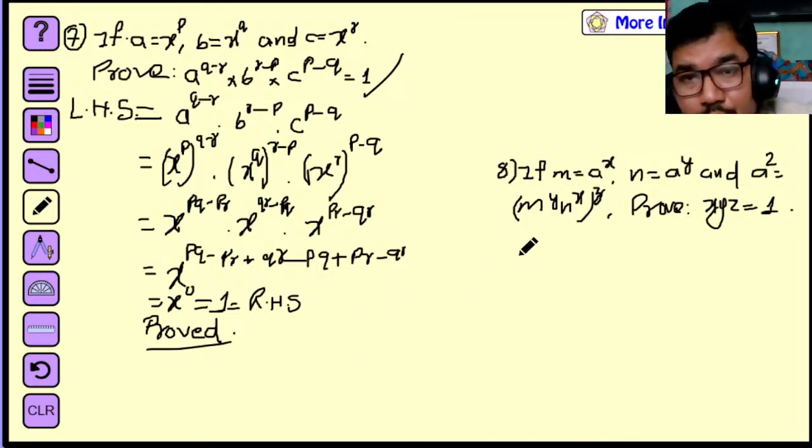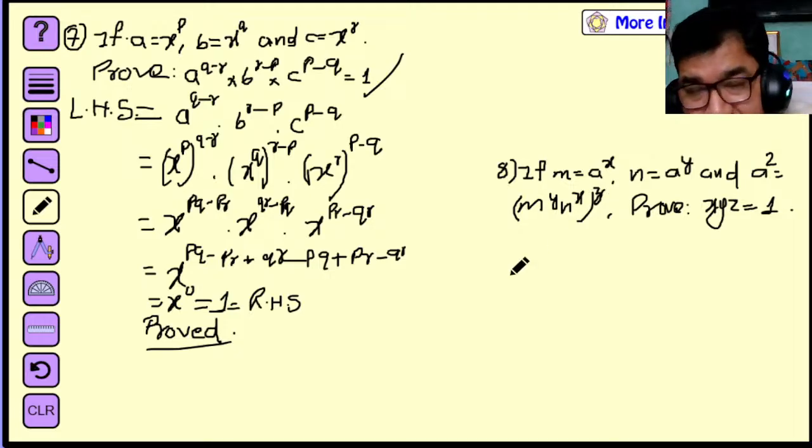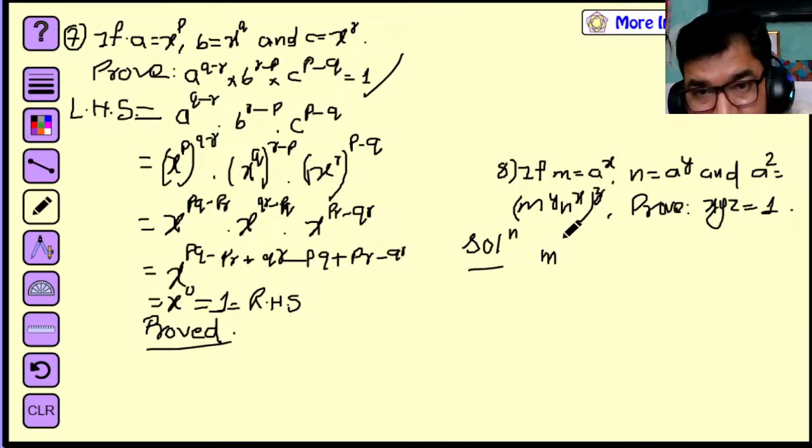Now look, children, I am going to show you here how to solve this question number 8. Here is given m value, n value, and a square equals to m to the power y, n to the power x, and to the power z. Write a solution. We are proving this by using these given values: m to the power y, and n to the power x here, and its whole power is z. This value is given equal to a square.